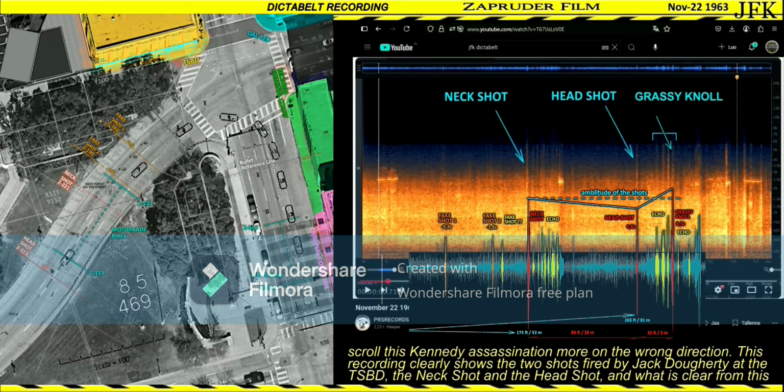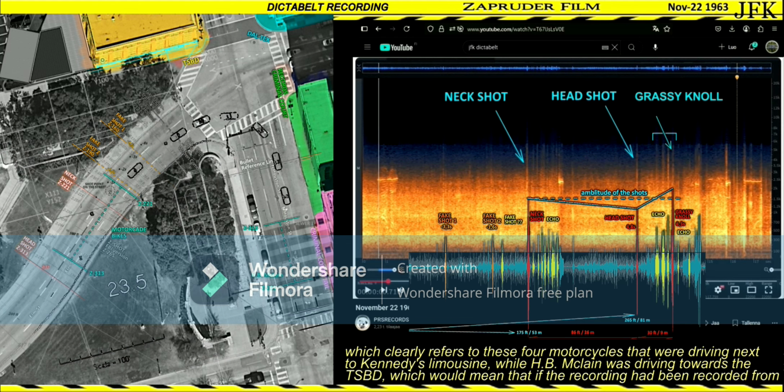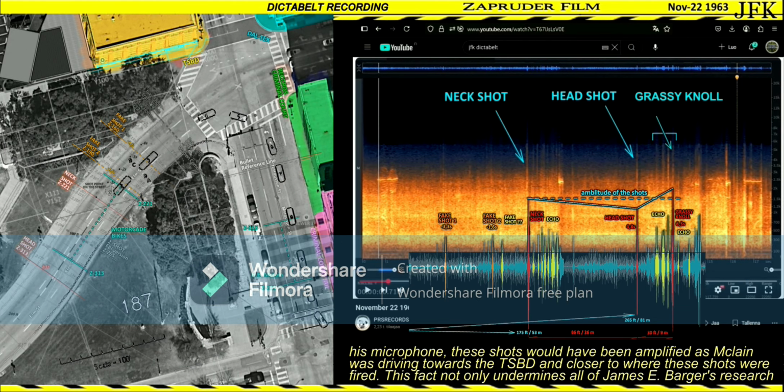the neck shot and the head shot, and what is clear from this recording is that the amplitude of the shots is getting smaller from the neck shot to the head shot, which indicates that the motorcycle from which this recording was made is moving away from the shooter, which clearly refers to these four motorcycles that were driving next to Kennedy's limousine, while H.B. McLean was driving towards the Texas School Book Depository, which would mean that if the recording had been recorded from his microphone, these shots would have been amplified as McLean was driving towards the Texas School Book Depository and closer to where these shots were fired.